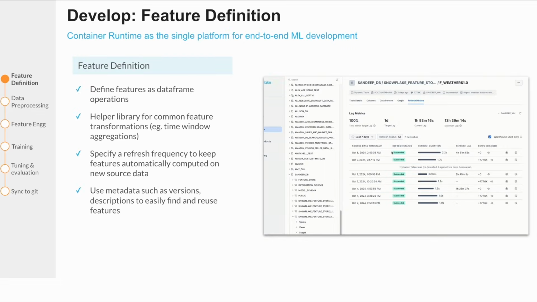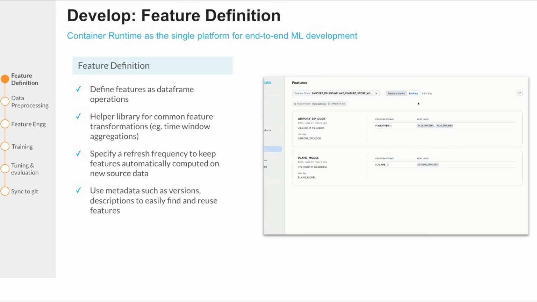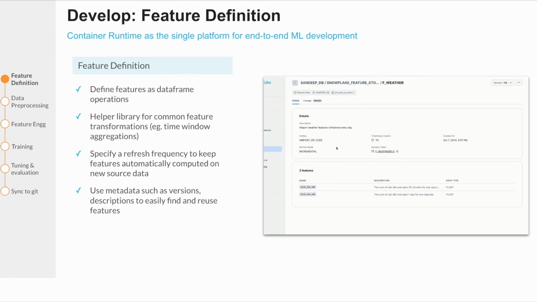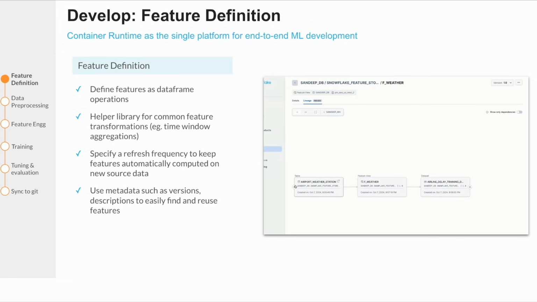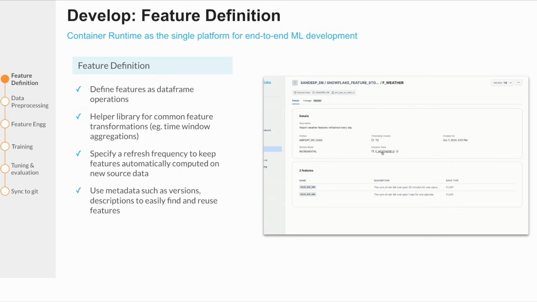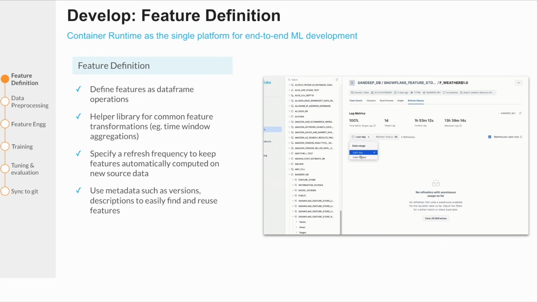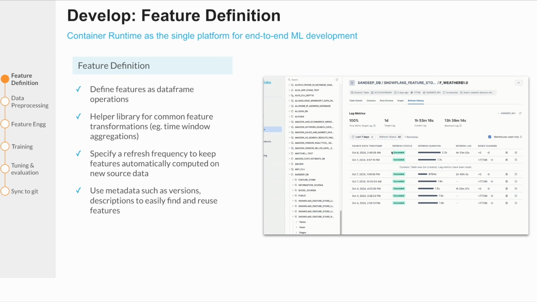You can define features directly as data frame operations, making the process intuitive and consistent with existing Snowpark workflows. A built-in helper library simplifies common transformations like time window aggregations, and you can specify a refresh frequency to ensure features are automatically updated as new data arrives. With support for metadata such as versions and descriptions, it's also easy to search, manage, and reuse features across teams.